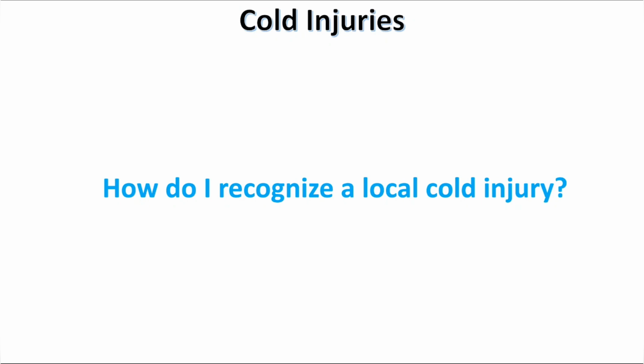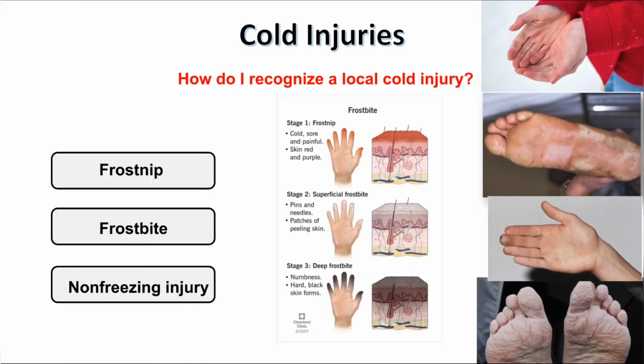How do I recognize a local cold injury? Of course, you have different terminology. Usually in our area in Iraq and Kurdistan, it is rare, but we have first one which is called frostnip. This is frostnip, in which there will be pain, coldness, and usually the skin becomes red in color and purple in color. Then if the patient remains in that condition, they develop frostbite.